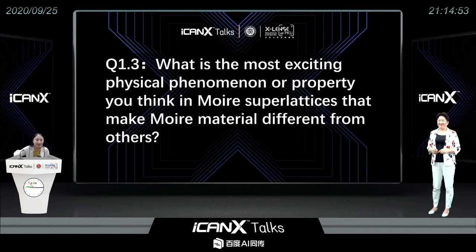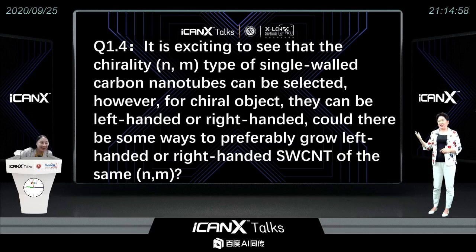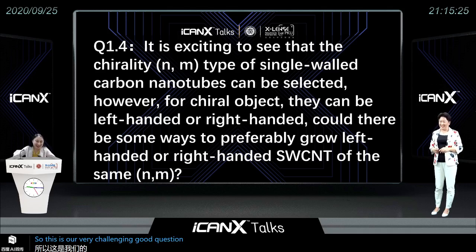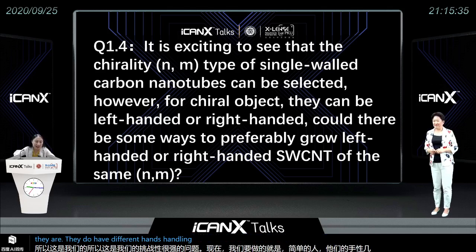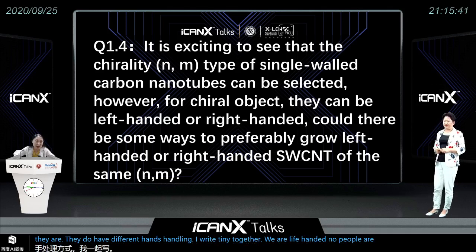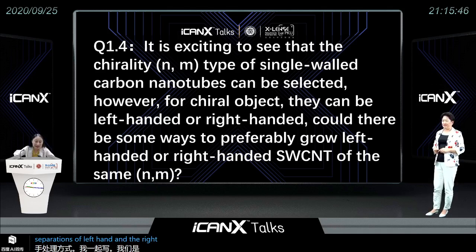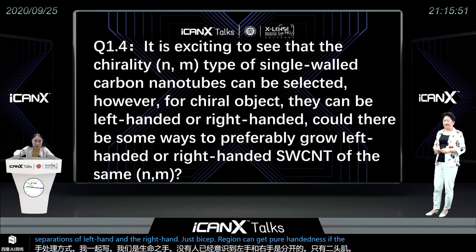It's exciting to see that the chirality of a single wall carbon nanotube can be selected. However, for chiral objects, they can be left hand or right hand. Could there be some way to preferably grow left-handed or right-handed single wall carbon nanotubes? Yes, this is a very challenging question, a very good question. Nowadays, the samples we get have almost pure chirality, but the handedness, they do have different handedness, right-handed together with left-handed. Now people already realize the separation of left hand and right hand. Just by separation, we can get pure handedness. If we try to directly synthesize it, it's not that easy, but it's still possible.